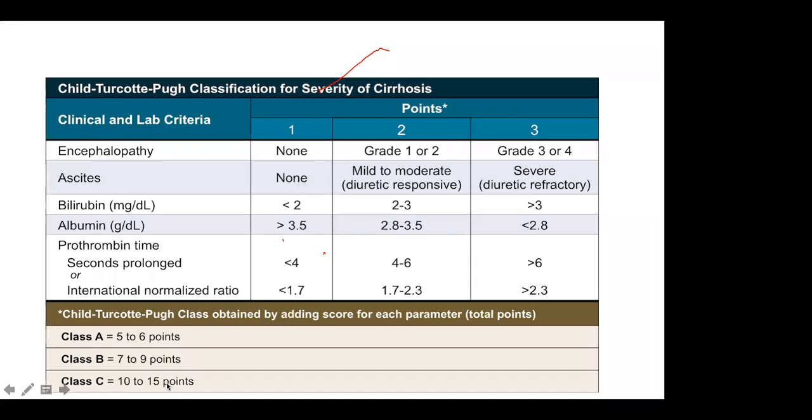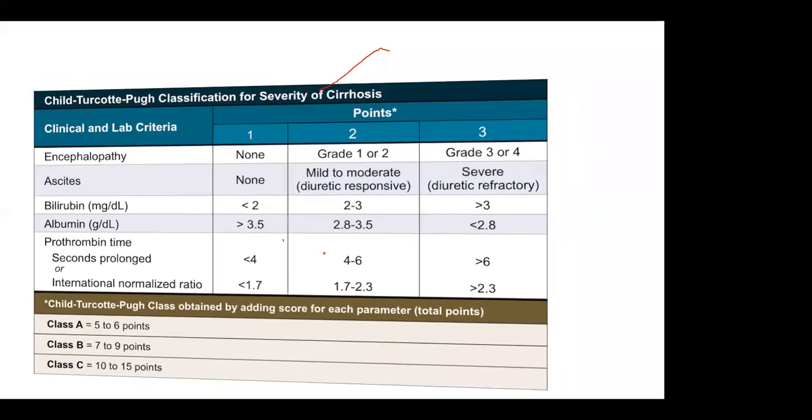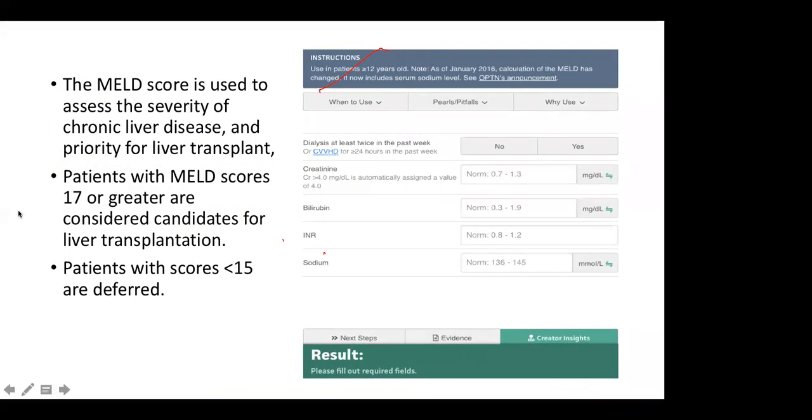This can simplify classifying the patient in this stage to know the prognosis and mortality. The other one is called MELD, which stands for Model for End-Stage Liver Disease score system. It is an easy classification to assess the severity of chronic liver disease and the priority for liver transplant. It is composed of continuous venovenous hemodialysis, creatinine, bilirubin, and INR.